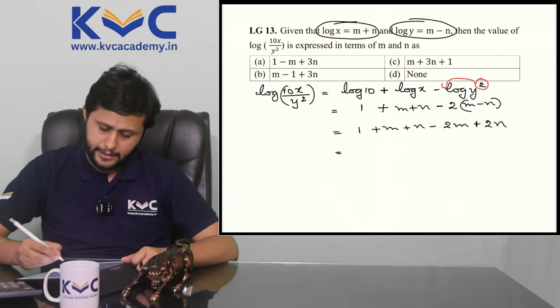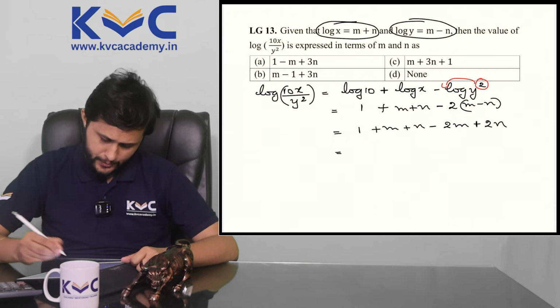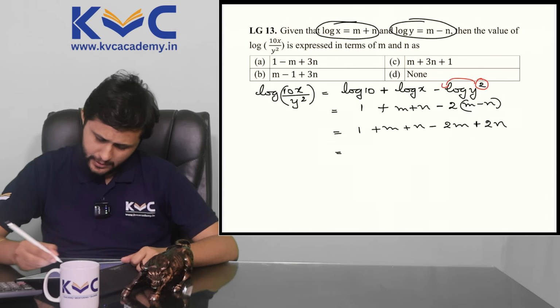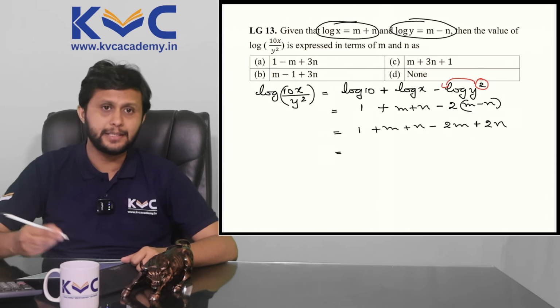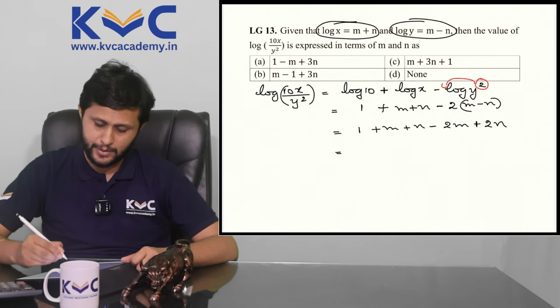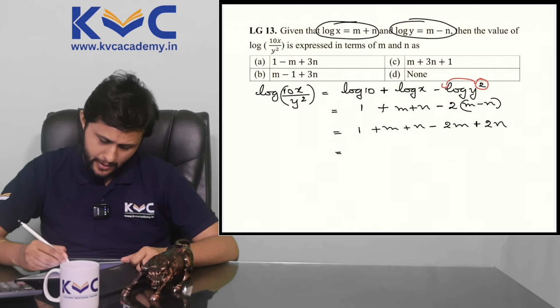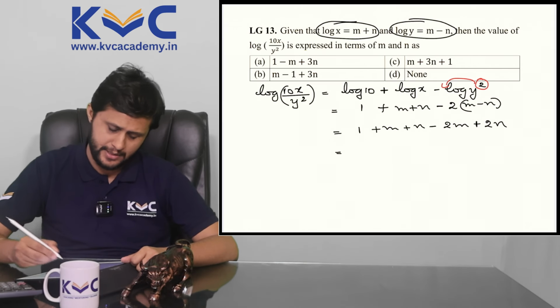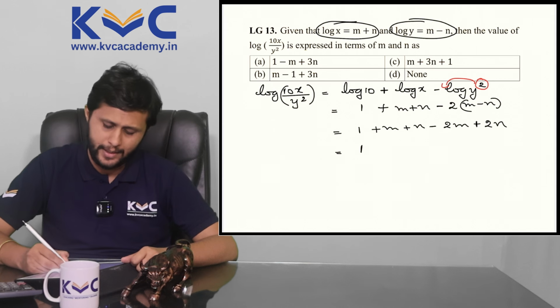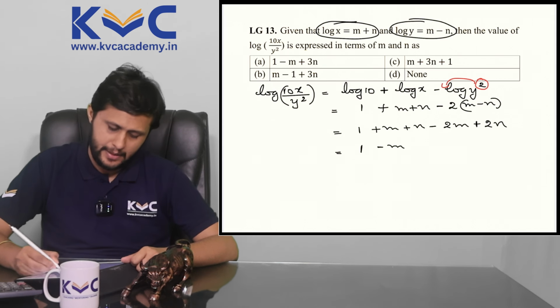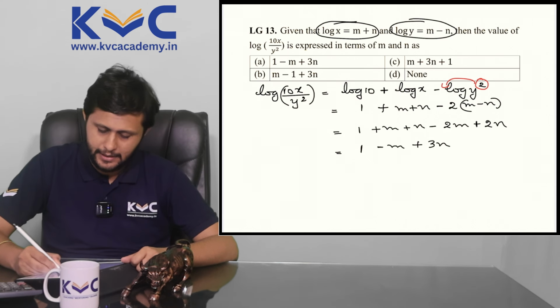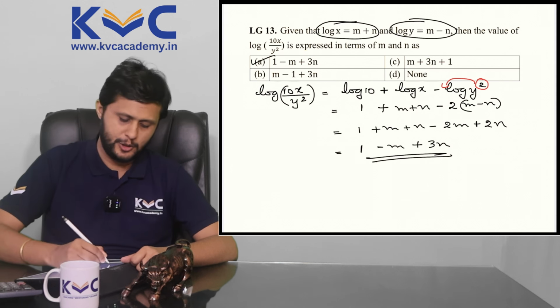Simplifying that, looking into the options, I see m written first. Some places n is there. Okay, first we'll see what is m. We have minus 2m. We have positive m. So minus m we get. Where do we have minus m? Okay, in the first option. And there they have started with 1. Okay, 1 minus m. And then we have plus 3n, which is there in the first option.